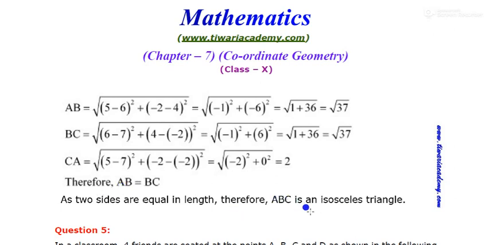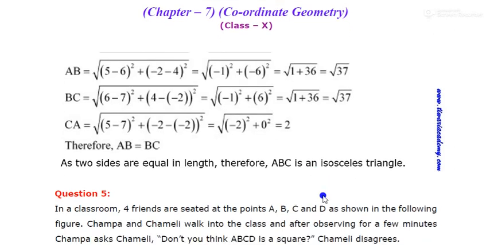Sometimes it can ask, prove that these 3 points are the points of an equilateral triangle. So any geometrical condition can be asked in the exam, like prove that these 4 points are the points of a square, a rhombus, or a parallelogram. So we have to understand the concept before starting or approaching the question. Okay, now see question number 5.